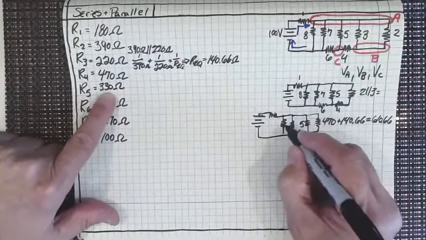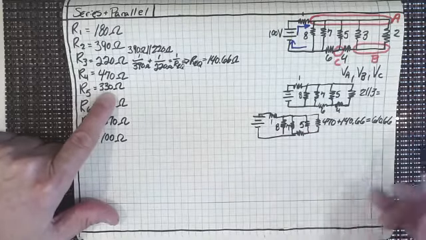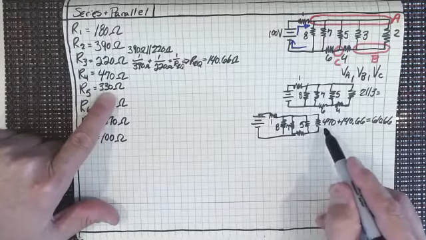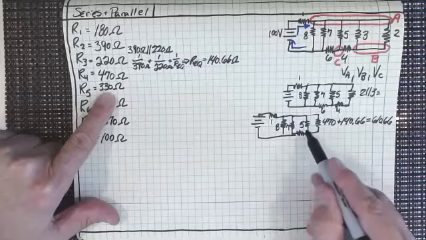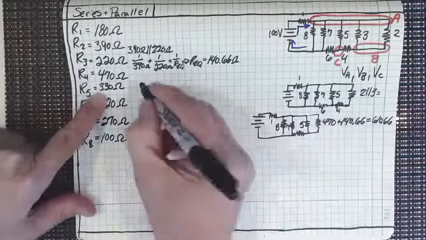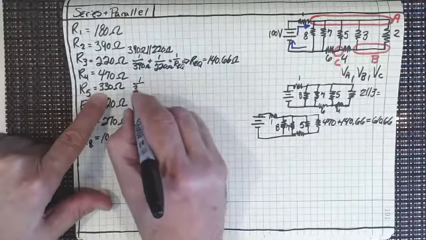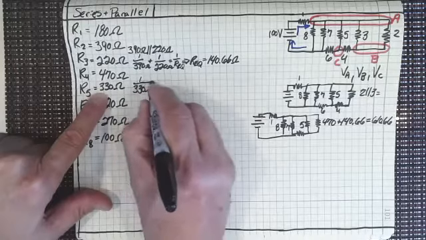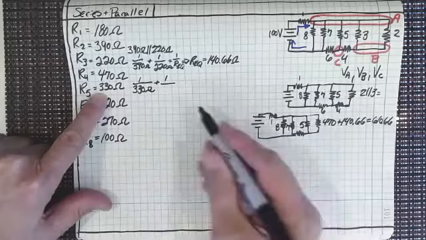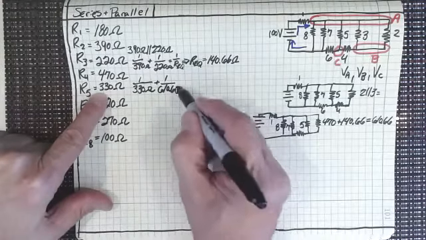That's 5, still 7, still 8, still 1. I'm going to redraw that in just a second. Now, so we've got that 610.66 in parallel with 5, which is 330. So let's do that. So 1 over 330 ohms plus 1 over 610.66 ohms, right?